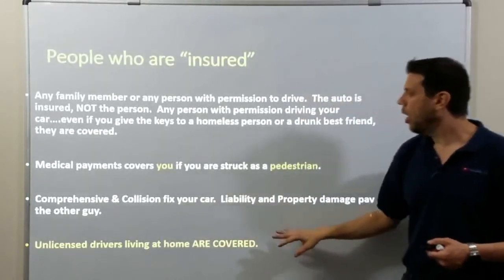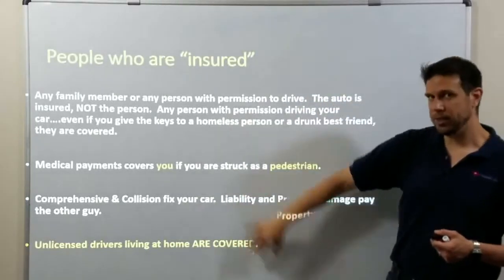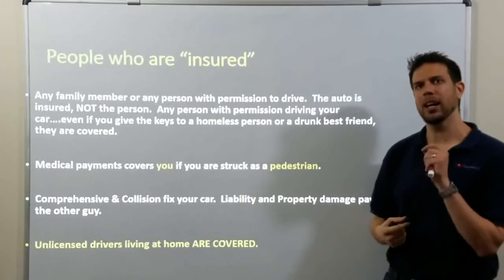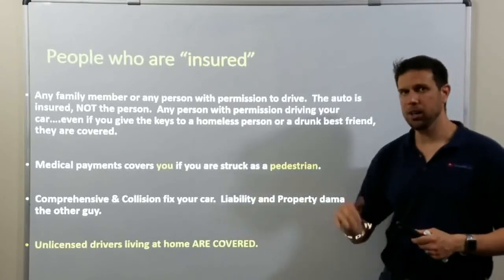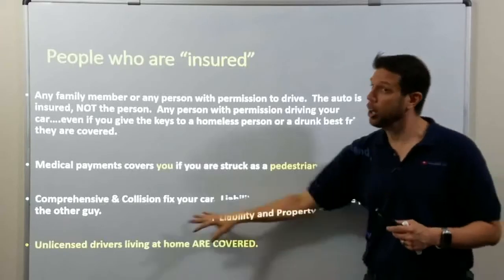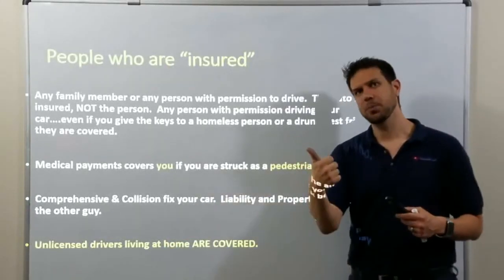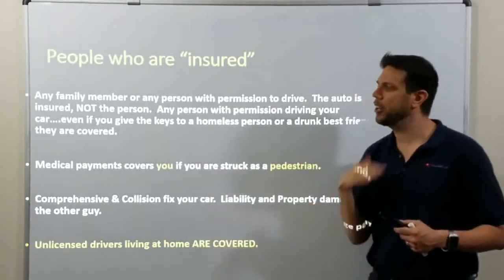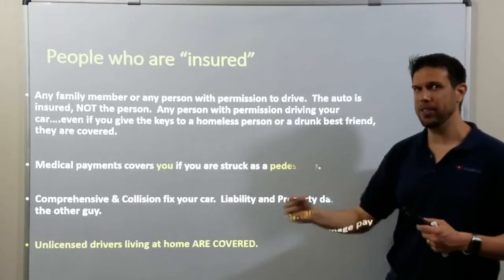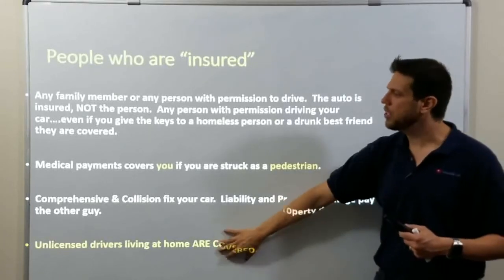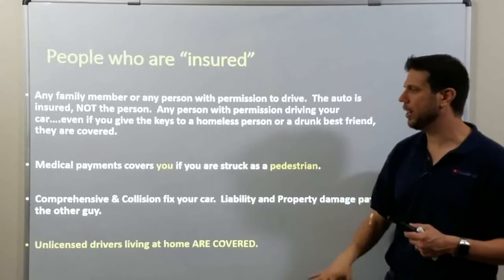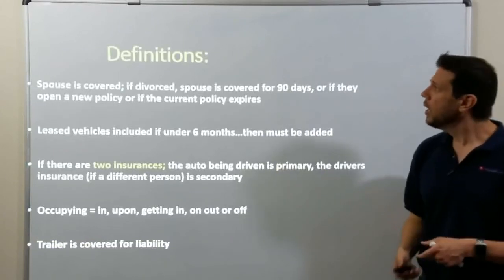Unlicensed drivers are covered under your auto policy. So like if you have a 15-year-old at home and they drive your car, even though they don't have a license yet, they are covered. But if it's a suspended or revoked license, they are not covered because they're not legal to drive. So pretty much anybody that drives your car, unless they're violating the law, is covered.